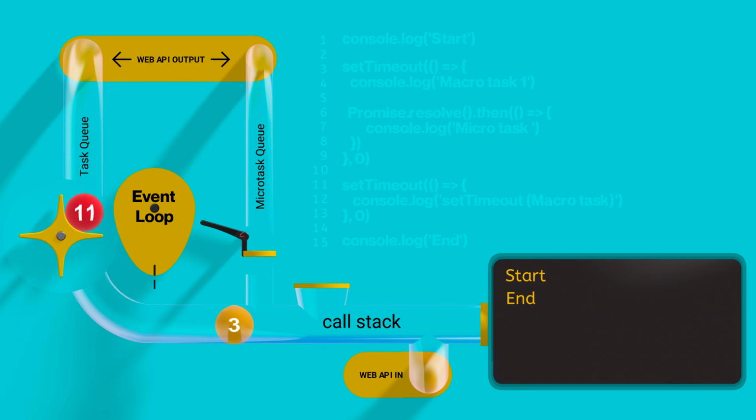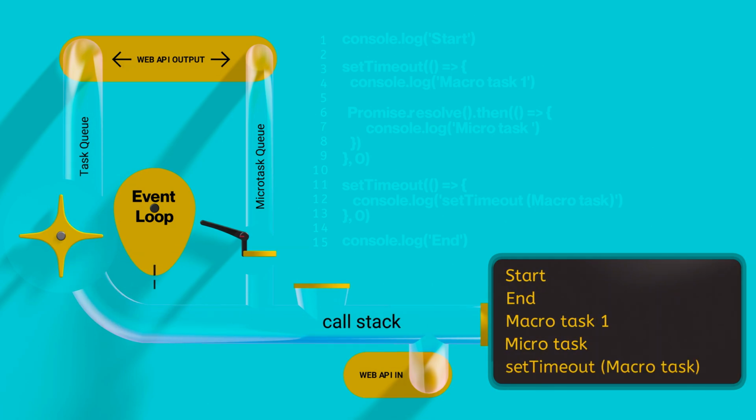The first setTimeout. The first Macrotask executes. Macrotask 1. Inside this Macrotask, we call Promise.resolve().then, which schedules a Microtask. This Microtask is sent to the Web API and later moves to the Microtask queue. The call stack is now empty, so the event loop starts again. First, it checks the Microtask queue. Now there is a Microtask waiting, so we see Microtask. Then it moves to the task queue and processes the second Macrotask. We see setTimeout, Macrotask.